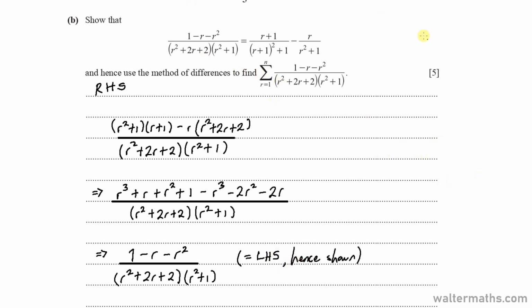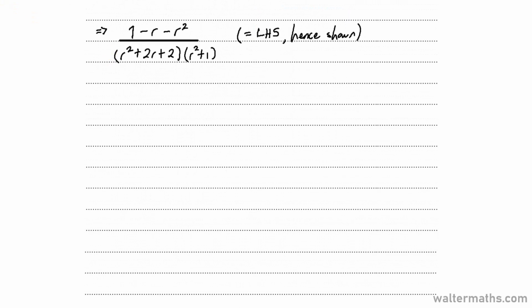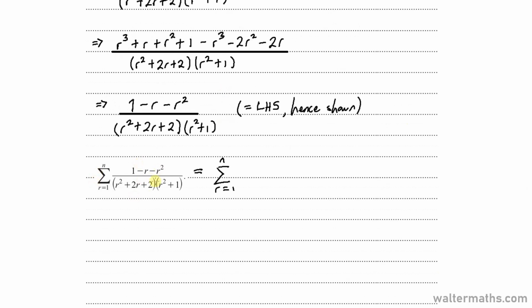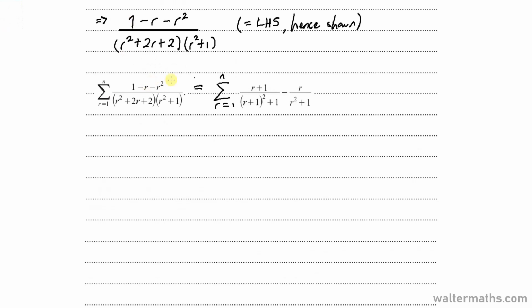So let's go on to the next part of the question. So they say here, hence use the method of differences to find the summation from r is equal to 1 up to n of the form 1 minus r squared all over r squared plus 2r plus 2 bracket r squared plus 1. Alright, so I'm going to take this summation. This is the one we want. I'm going to paste it here. So we can use the identity that we got, because from the initial part of the question, this expression here is equal to this expression here at the top. So let me take it as well and place it here. So these two expressions are equal. So we're going to make use of this for the method of differences.